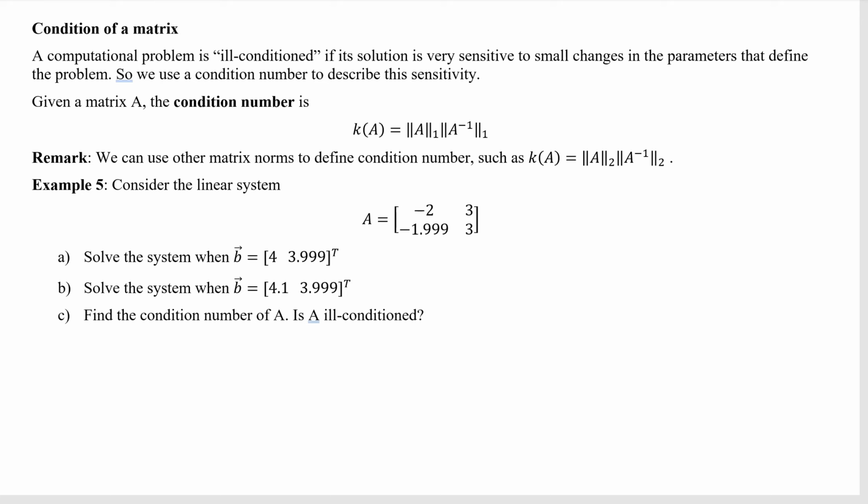We can use other matrix norms, such as the L2 norm, the L infinity norm, and the Euclidean norm, to define the condition number. So this is the L2 norm. If the condition number is large, then we say the matrix is ill-conditioned, so the solution is very sensitive to small changes in the parameters. So if K of A is large, we say A is ill-conditioned.